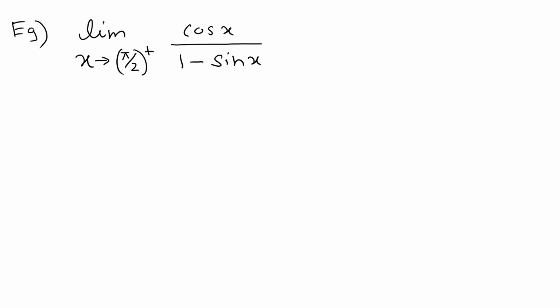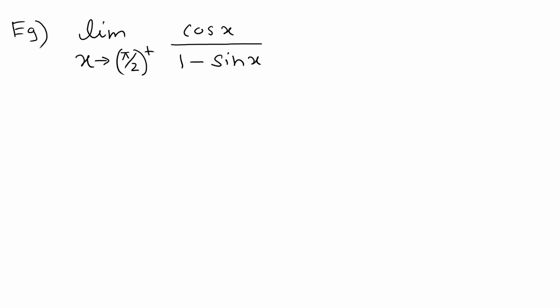As the next one, let's look at a one-sided limit. The same rule applies to one-sided limits as well. So we have the limit as x goes to pi over 2 from the right of cosine x over 1 minus sine x. Normally, these kinds of problems we solve using the multiply by conjugate method. But let's see how we can use the Bernoulli rule for this problem.